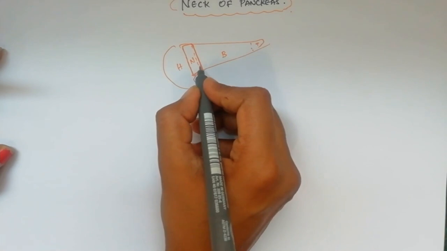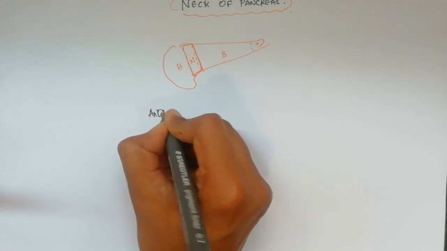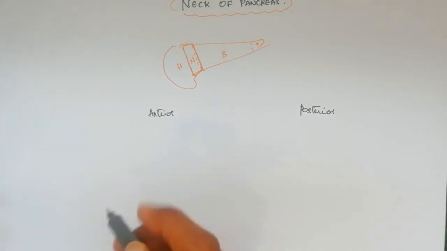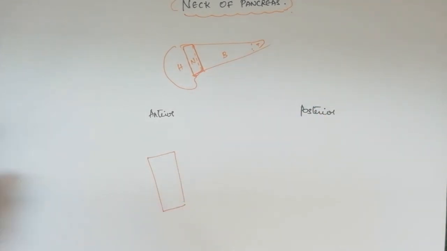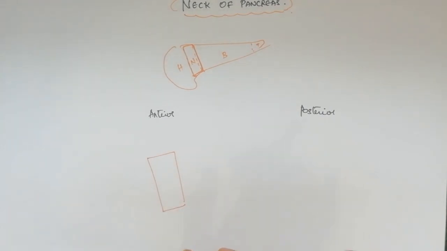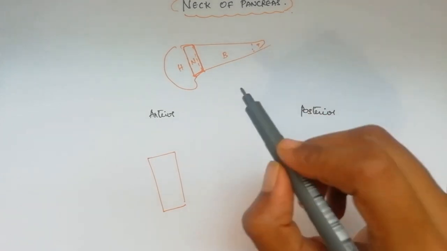Now for this neck, again we have relations, anterior and posterior. Talking about the neck of pancreas, only the neck part I am showing enlarged. The anterior surface of the neck of pancreas is related to a part of the stomach. Only one relation is seen in the anterior aspect, which is easy to remember. The anterior and posterior relations of the neck have organs whose names start with P. You have to remember it in such a way.